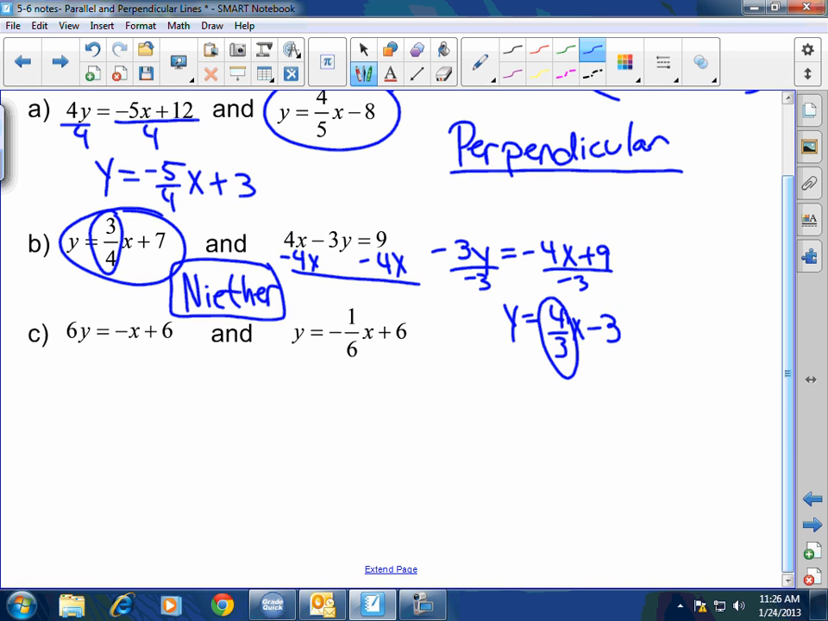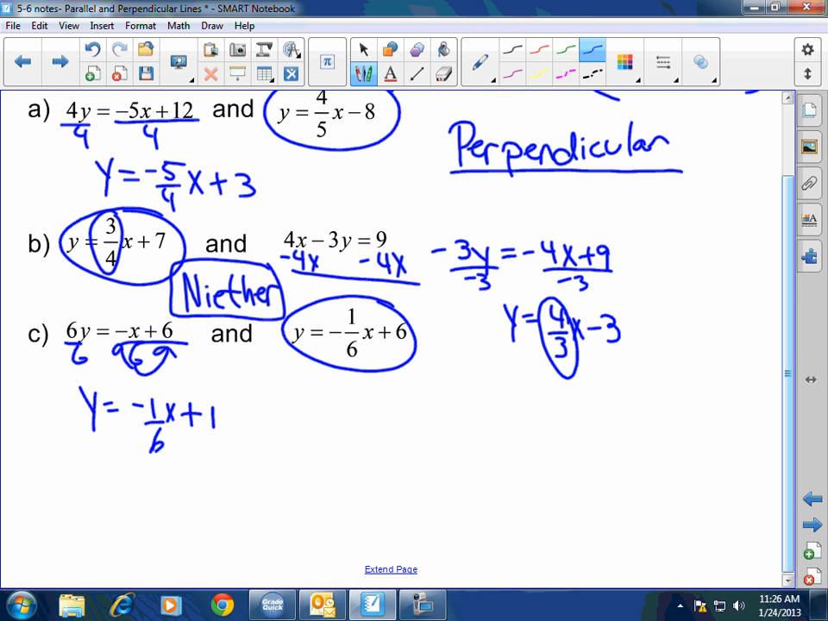Next. Well, this one's already solved. So I'm going to divide that by 6. So y equals negative 1/6 x plus 1, because remember, it distributes to both. So are these parallel? Yeah. Got negative 1/6, got negative 1/6. They're parallel. Does that make sense, gentlemen? Sir, my brother.